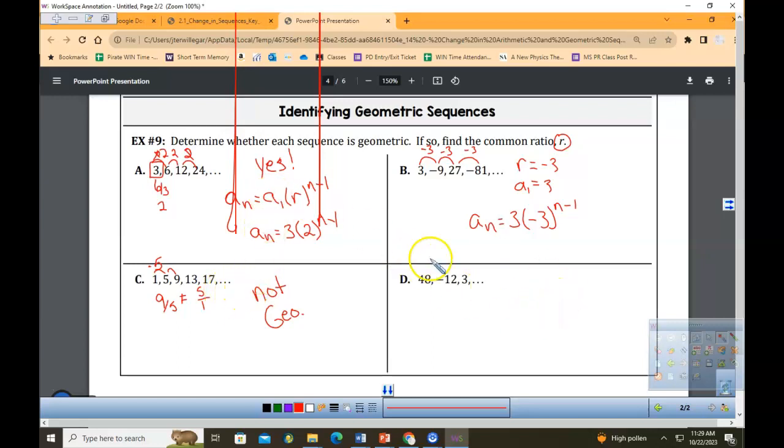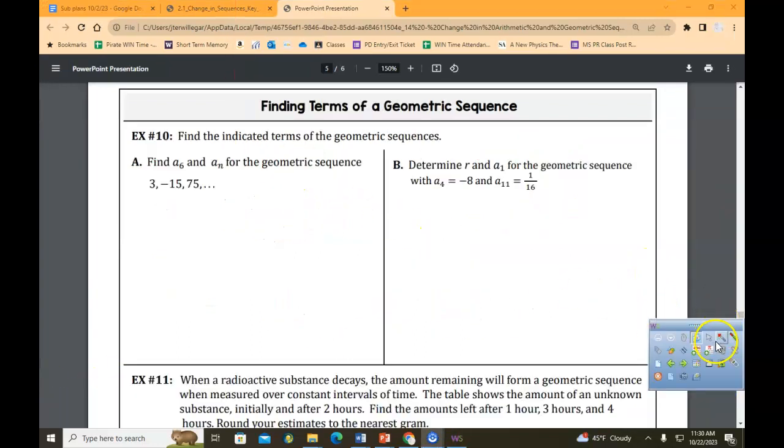Okay. Well, this one. Ooh, what's negative 12 over 48? That reduces into negative 1/4. So I'm multiplying by negative 1/4. Does that work here? What's negative 1/4 times 12? Ooh, positive 3. Oh man, Mr. Willigard, ratios can be fractions. You bet. So my a sub n equals my initial times my ratio to the n minus 1. Easy peasy. Lemon squeezy.